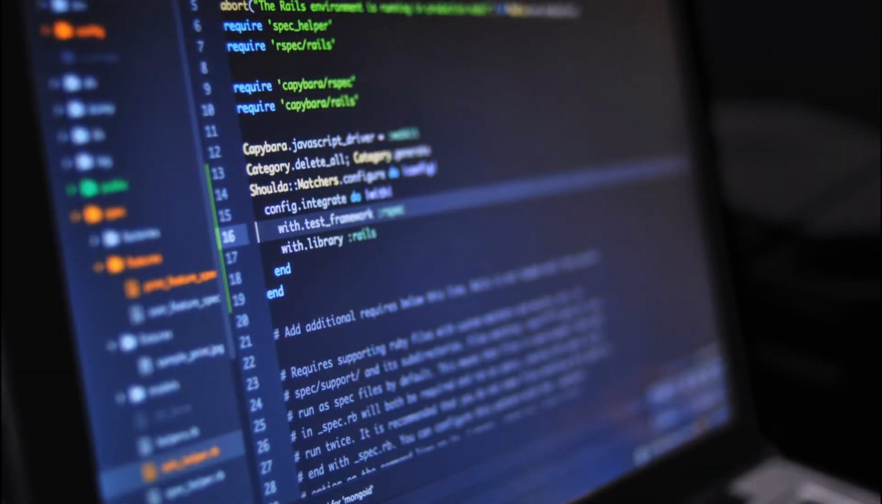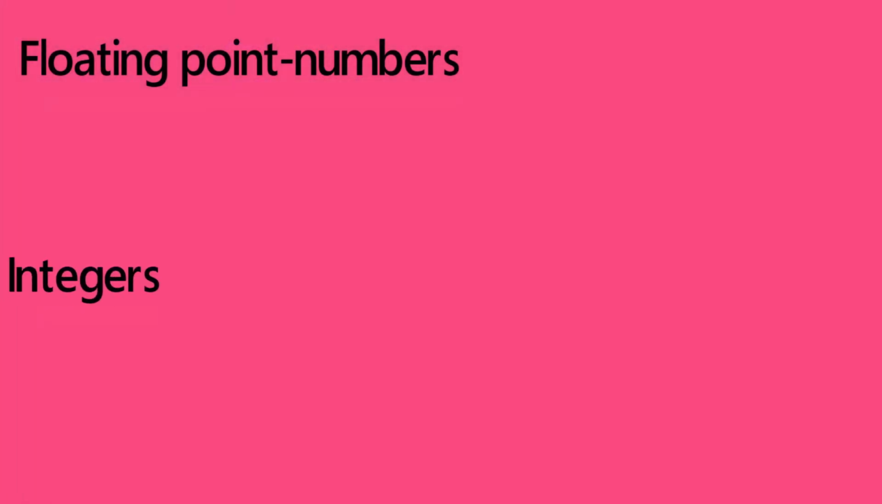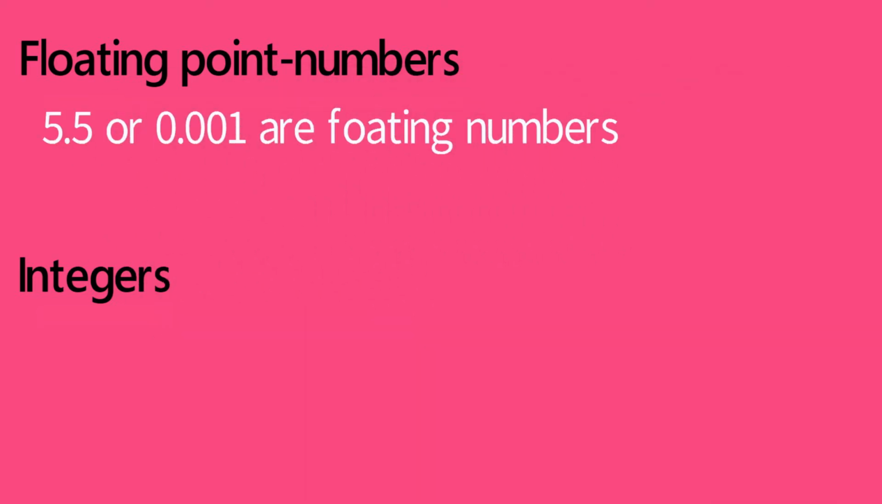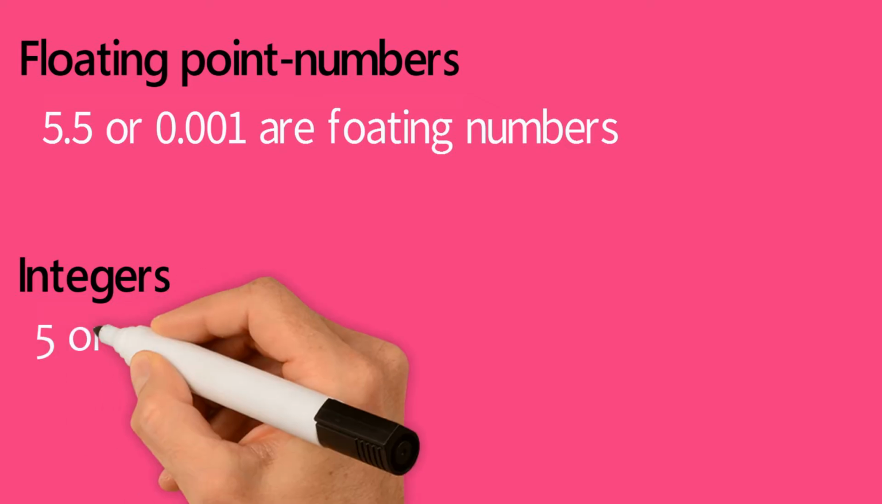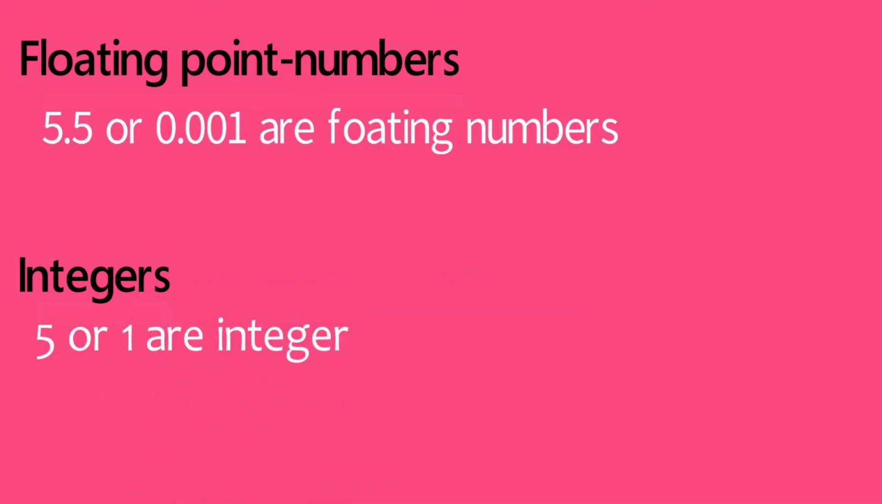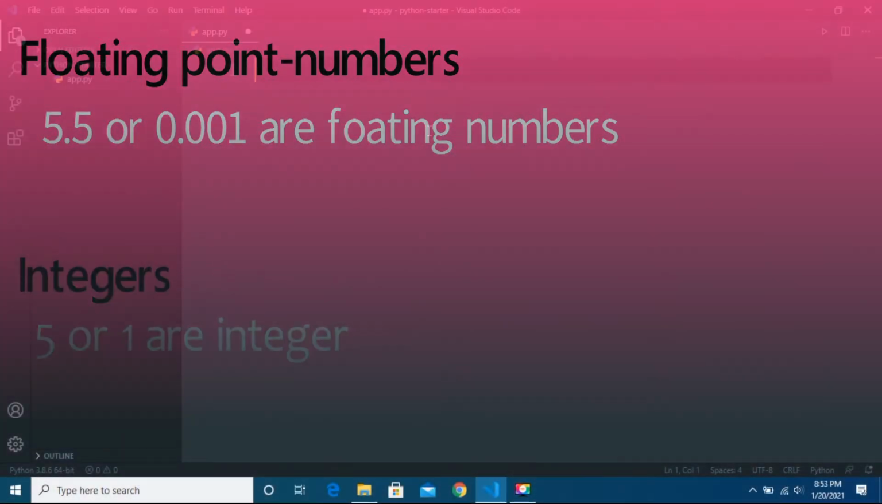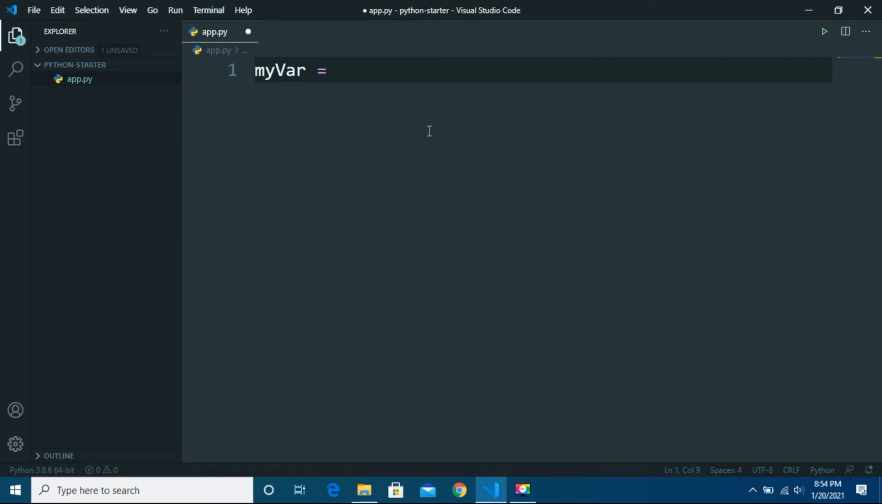We can store numbers in variables. In Python, there are two most commonly used number types: floating point numbers and integers. Floating point numbers are numbers that contain decimal points. For example, the numbers 5.5 and 0.001 are floating point numbers. Numbers that do not have decimal places are called integers. Are you confused? Let's see how numbers are stored in Python. my bar equals 2, an integer.